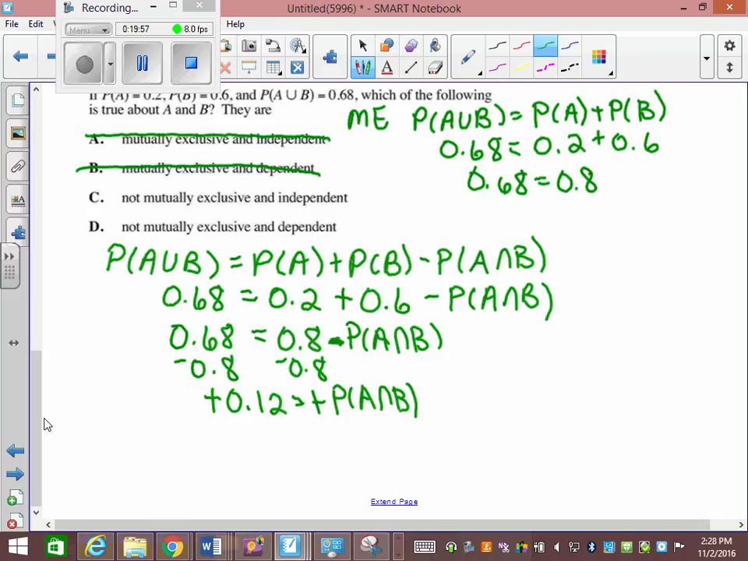So if it's independent, then if I multiply P of A times P of B, I should get 0.12 because P of A and B is 0.12. Yep, 0.2 times 0.6 equals 0.12, so it's independent. So it's not mutually exclusive and independent, which is C.